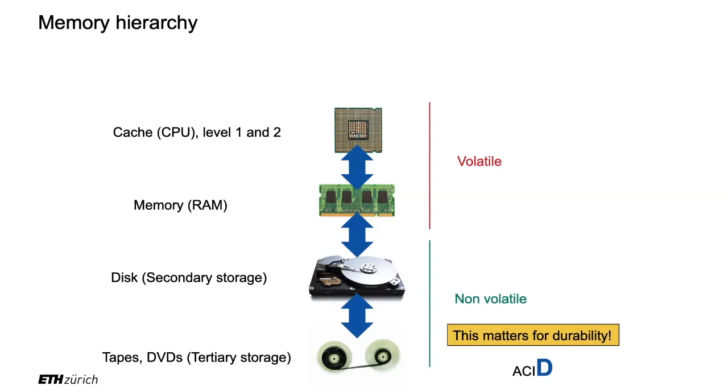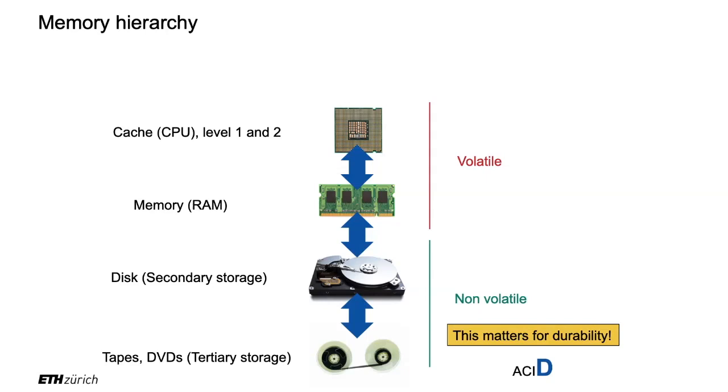You have a layer on top of the memory that is closer to the CPU. The CPU is the brain of the computer. This is where the computations happen. And it turns out the CPU also has some very local memory that's very close to it, so it's very quick to read, but of course it's smaller. And on the other extreme, on the bottom, you have tapes, DVDs, and so on.